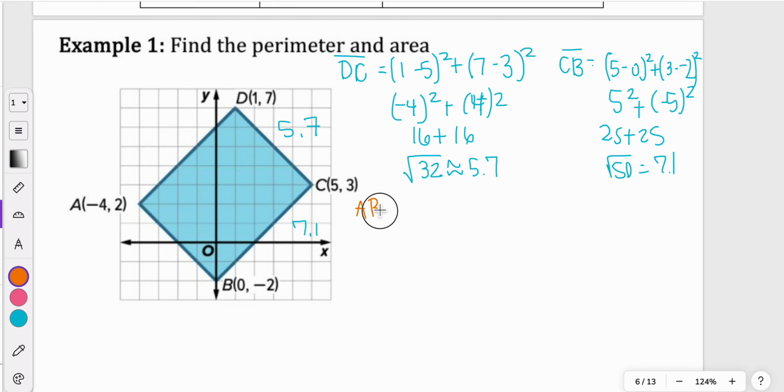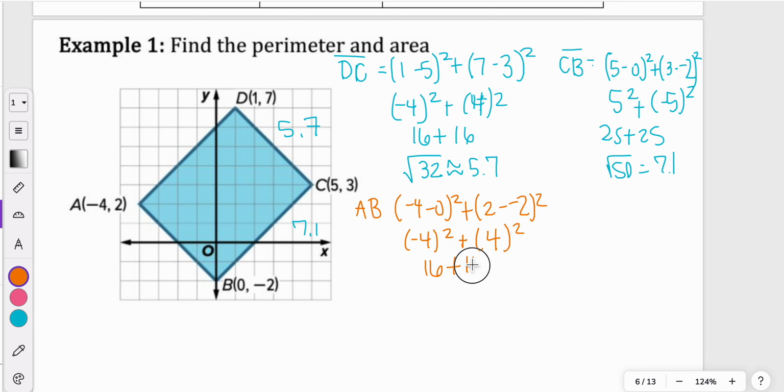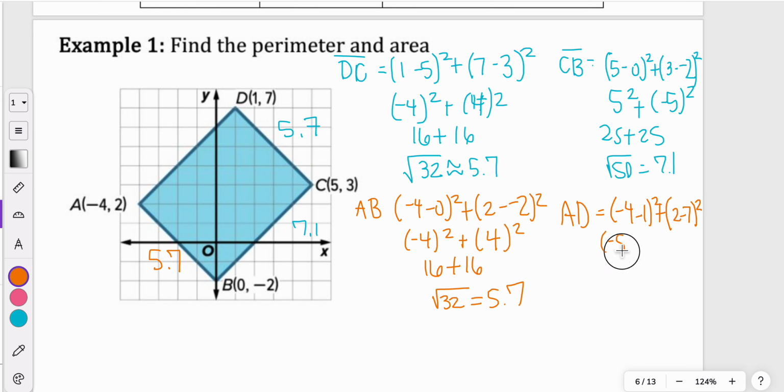AB, we'll be doing AB next. So -4 minus 0 squared plus 2 minus -2 squared. So -4 squared plus 4 squared, or 16 plus 16. So again, we're getting that matching opposite side. It's about 5.7. And then AD is also going to end up being that same thing. -4 minus 1 squared plus 2 minus 7 squared, -5 squared for both of these, or 25 plus 25.